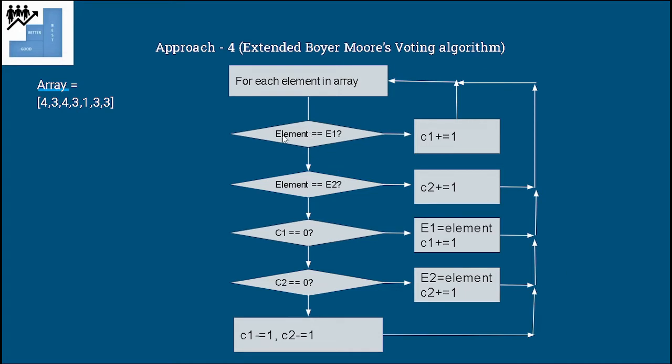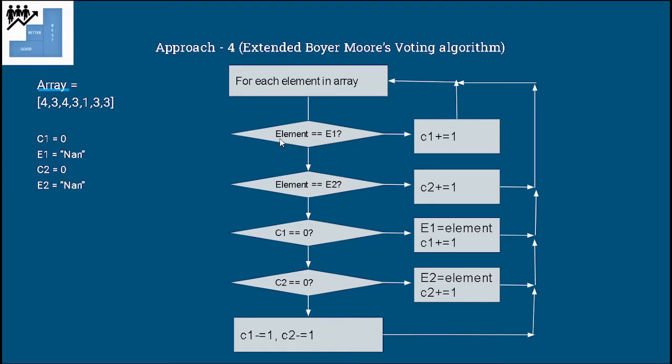It goes like this. We iterate on the array, and for each element in the array we see, is it equal to E1? So what are E1, E2? We maintain E1 as one element and its C1 count as the relative frequency. Similarly, E2 is a second element and C2 is its relative frequency. These four things we maintain while we iterate across the array.